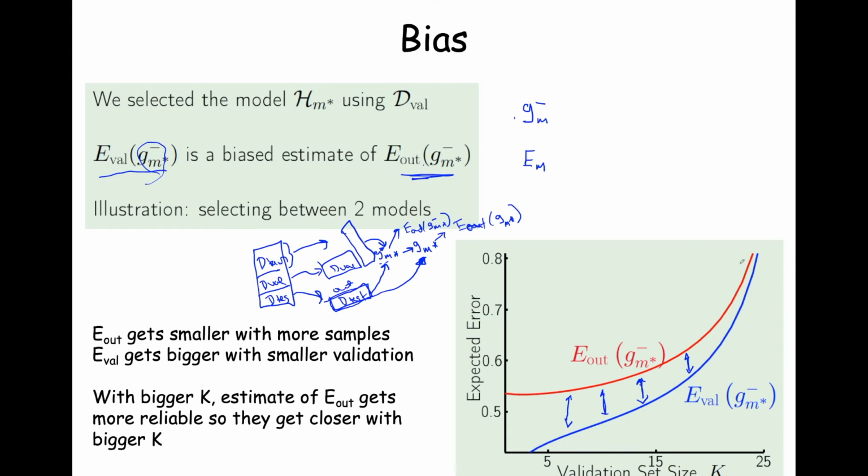Okay. So E out gets smaller with more examples, more samples in the validation set. E val gets bigger with a smaller validation set. So with bigger K, the estimate of E out gets more reliable, so they get closer, but the problem is you're robbing D train of examples, and therefore you get a better estimate of something that's a worse performer. Okay? All right.